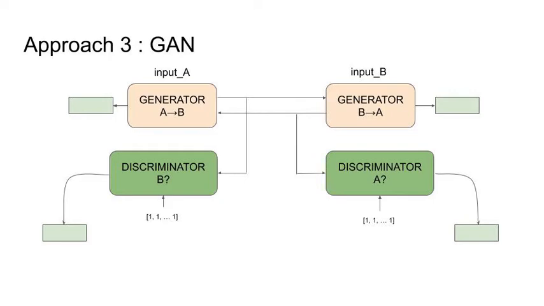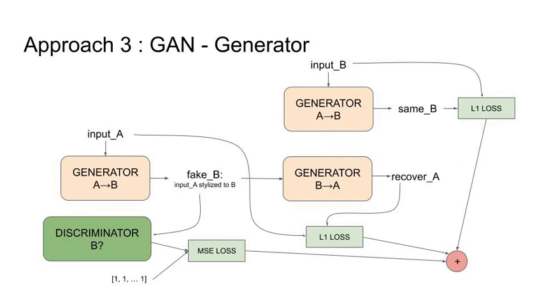We also train a discriminator for each generator, one determining whether the input is of style A, and the other determining whether inputs are of style B. On a more detailed level, the generator computes three losses. We pass the genre A input through the A to B generator and obtain input A stylized to genre B, which we can call fake B.